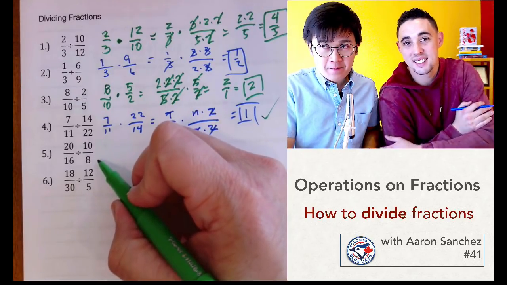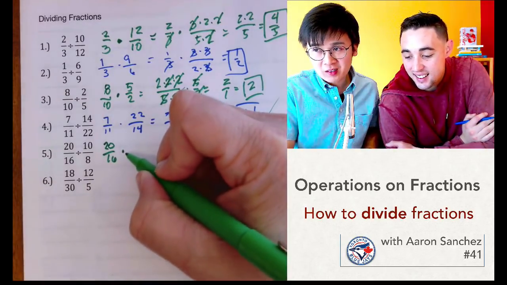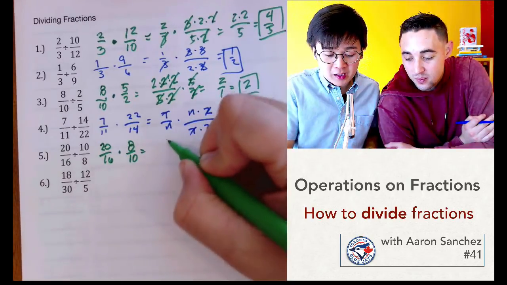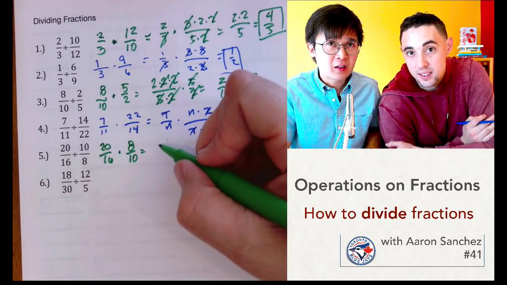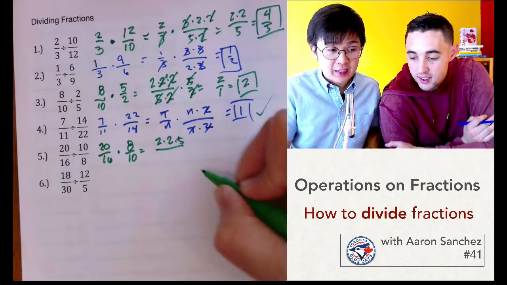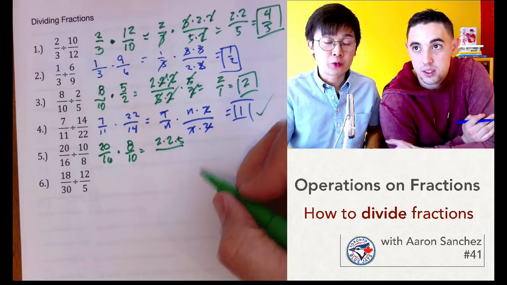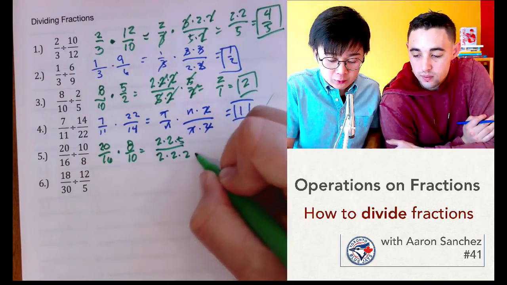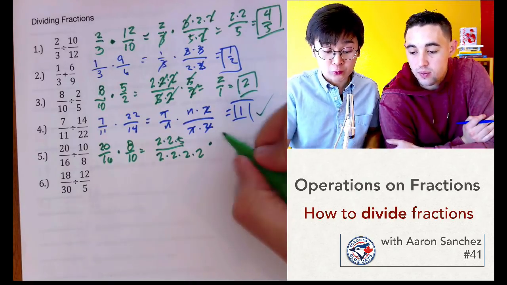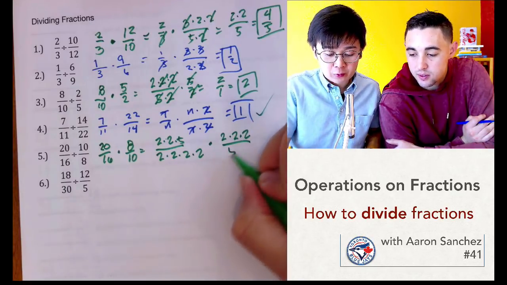Question number 5: 20 over 16 multiplied by the reciprocal, which is 8 over 10. And then we break it apart. 20 is 4 times 5, which is 2, 2, and 5. And 16 is 4 times 4, which is 2, 2, 2, 2. Multiplied by 8, which is 2, 2, 2, and 10 is 5 and 2.